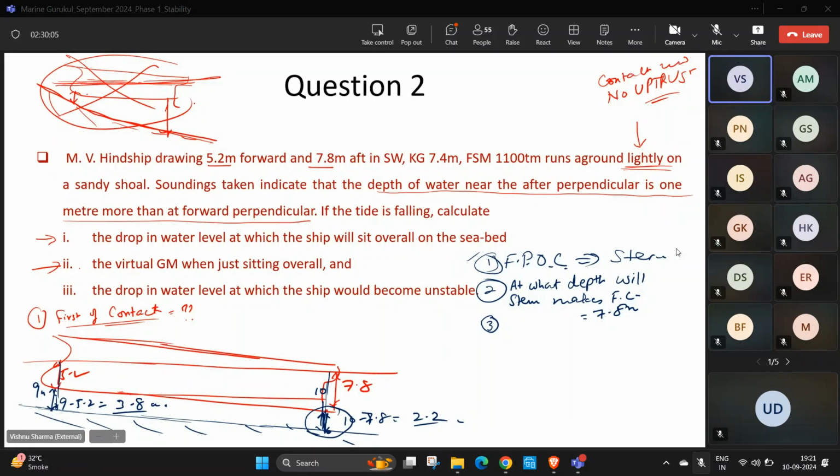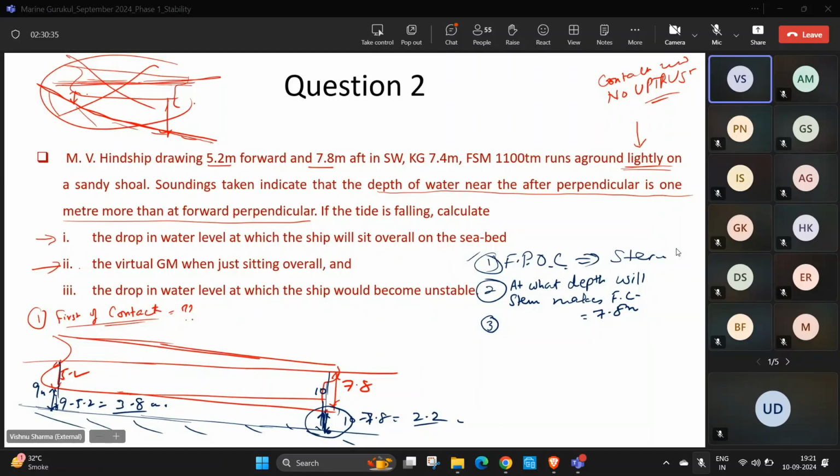So if the level keeps falling below 7.8, you may not be able to comment on draft elsewhere, but you can definitely comment on the draft aft. When the depth becomes 7.5 meters aft, the draft aft will also be 7.5 meters. When depth aft becomes 7 meters, draft aft will also become 7 meters. Does everybody agree with me? Yes or no? Yes, sir.